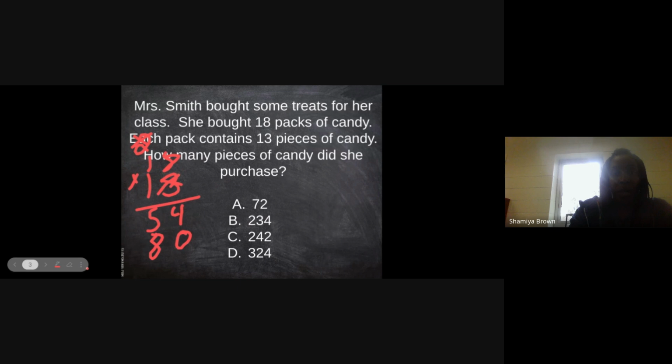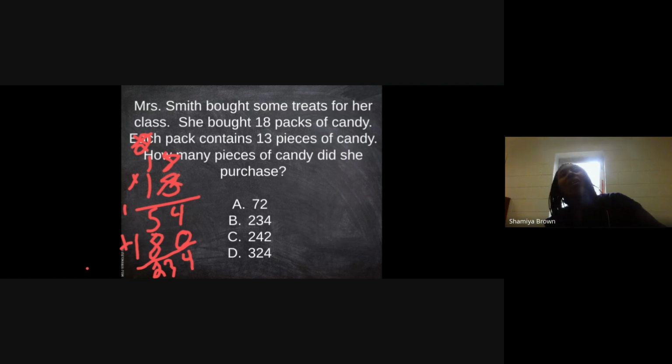Then I multiply 1 times 1, and that gives me 1. And I add that up to get my answer. That's going to be 4, 13, carry my 1, and 2. So 234 would be my answer. Okay, so that's it for that one.